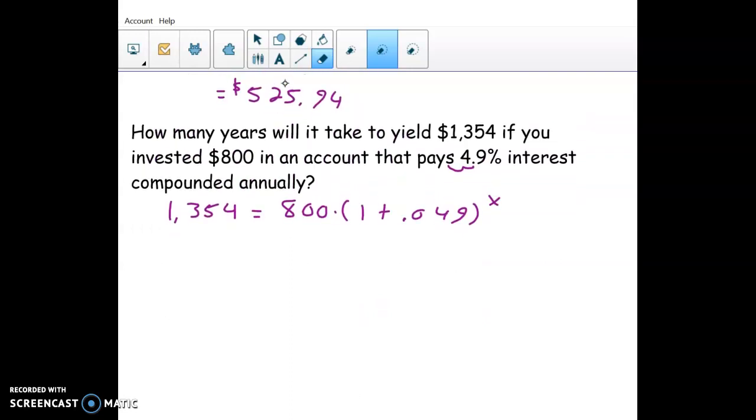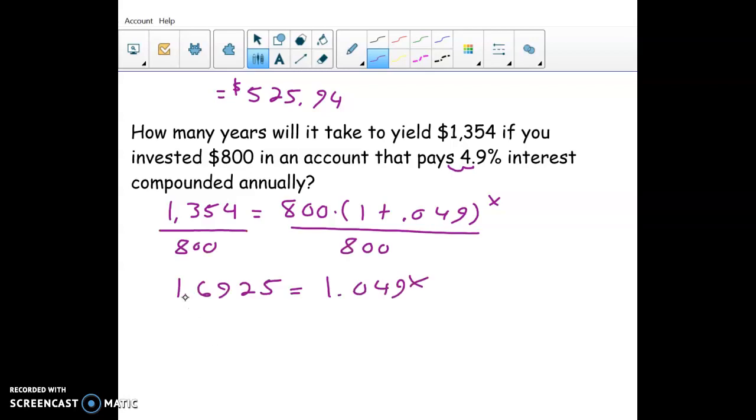So my first step would be to divide both sides by 800, right? Because I want to isolate this part. So I'm going to divide by 800. So when we divide by 800, we get 1.6925 equals 1.049 to the x power. Okay, now we've isolated this base exponent, so now we're just going to switch the forms, right? So remember when you solve, you always switch forms. So now I'm going to switch to the log form, right?